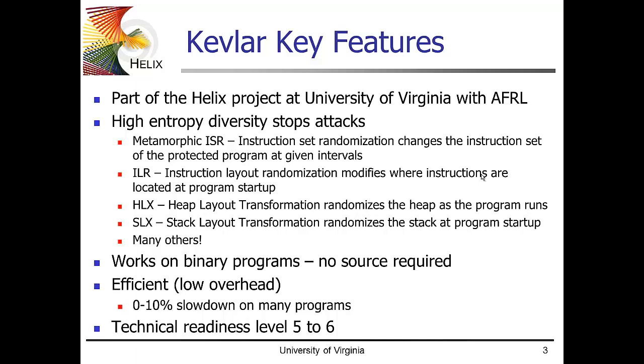Many programs show 0 to 10% slowdown, and so that's very usable. Most people will never even know that Kevlar is there unless they're trying to attack the program. There are some programs that have more than 10% slowdown, but in general we see that Kevlar is very efficient. And one of the key features of Kevlar that I think is important is that this is ready for transition to the real world. We believe that many of the techniques are between technical readiness level 5 and 6, and so that indicates strongly that we're ready to move forward with this and start getting this used in the real world some.